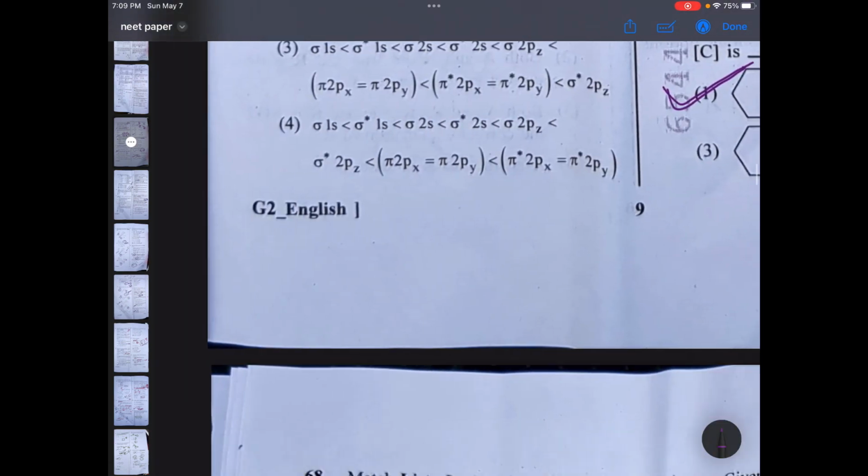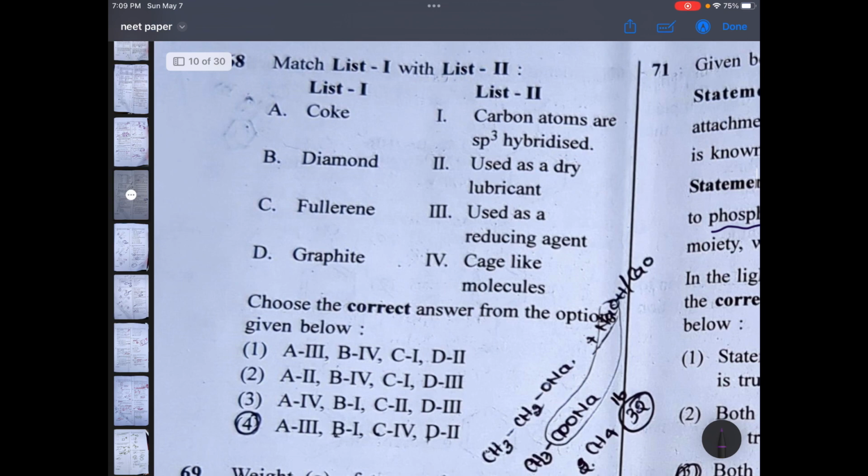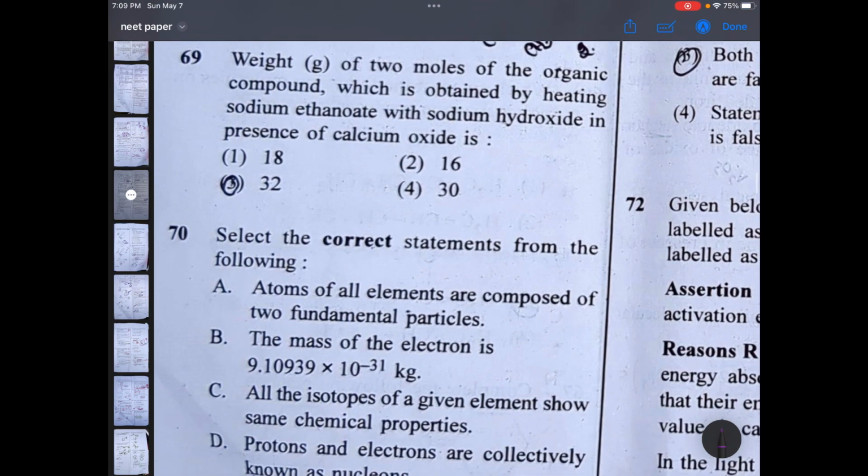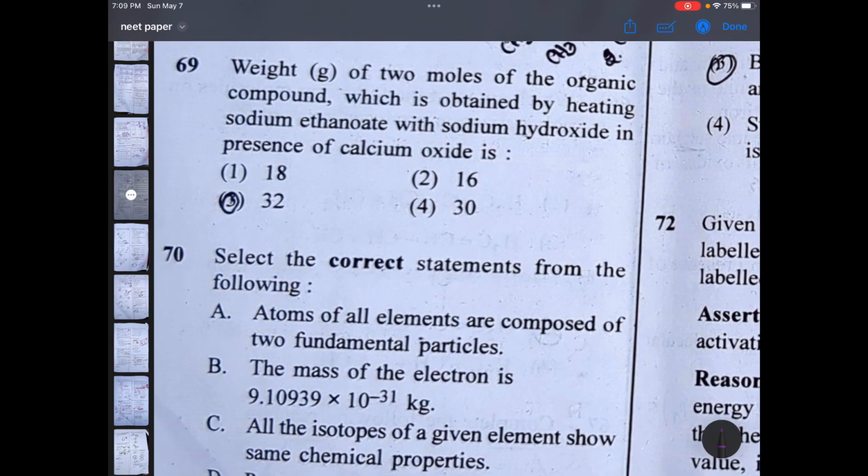Fine, anything is okay. 68, coke. Coke is used as reducing agent. Diamond uses sp3 carbon. Graphite is dry lubricant. Fullerene is easiest question here. Weight of 2 moles of organic compounds. Heat sodium ethanoate. Okay, now CH3COONa treated with NaOH in the presence of CaO. This is called soda lime. You will be getting there methane. Methane, it is asking 2 moles mass. So read the question carefully. It is 32.